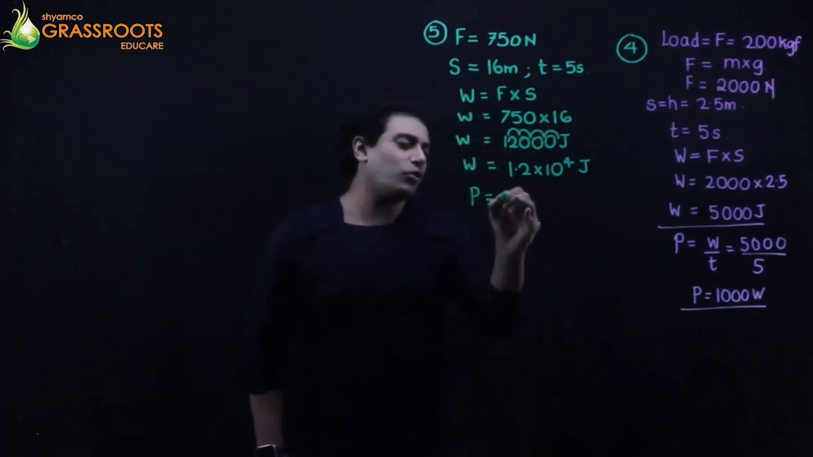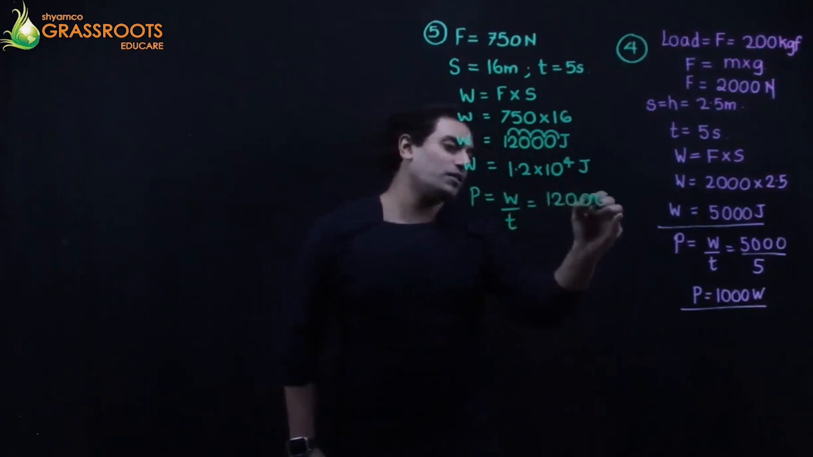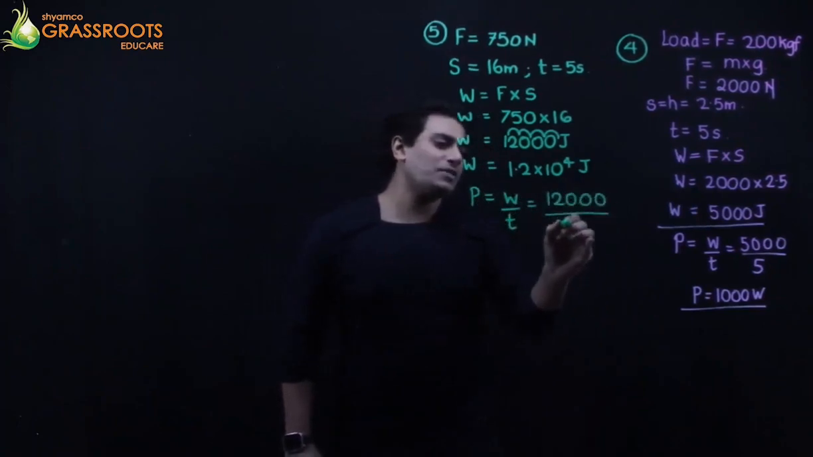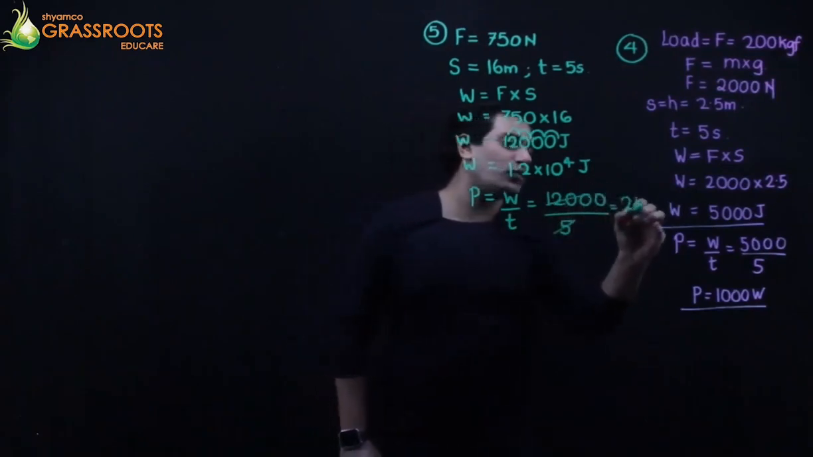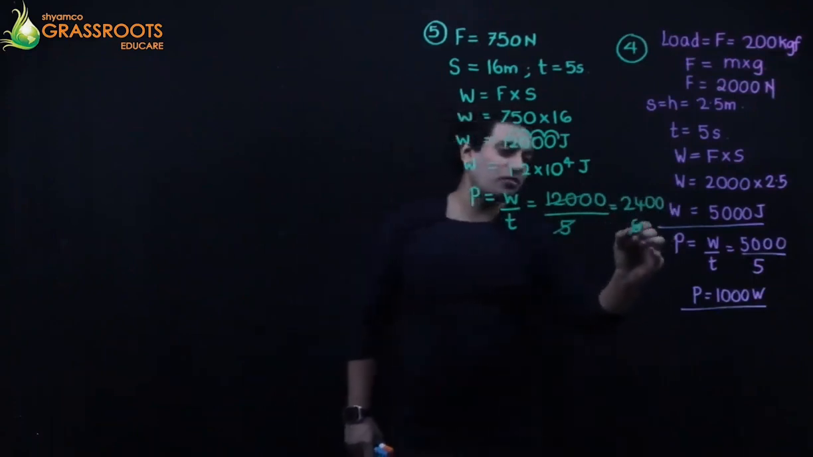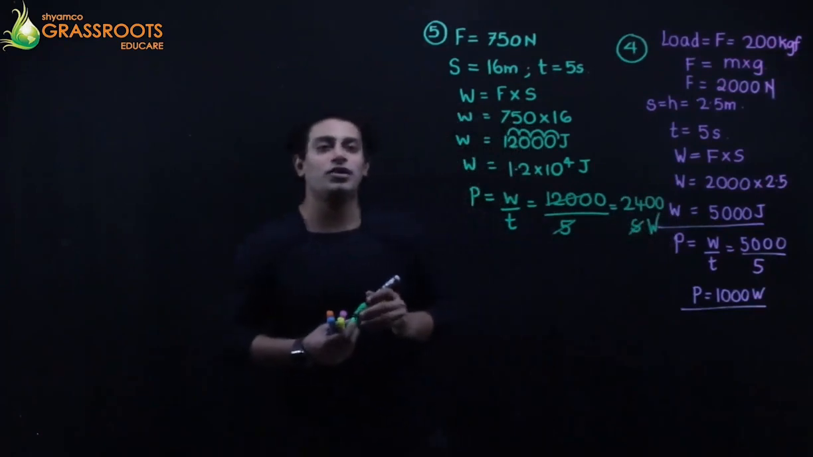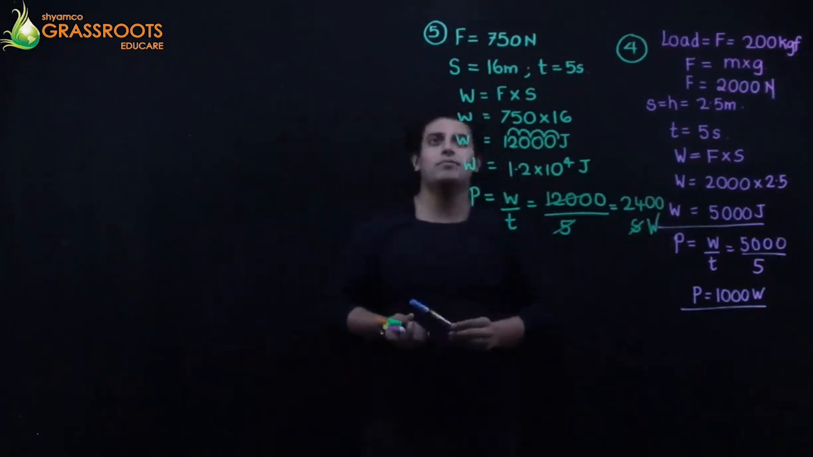And power is work upon time. That is 12,000 upon time. Time is 5. It's going to be 5 2s are 10, 2400 per second. That's it. Power है ना? What unit? Watt. 2400 watt. Next question. Question number 6.